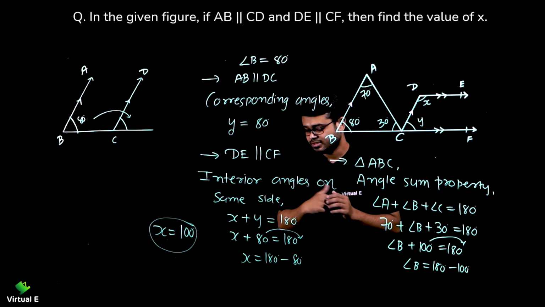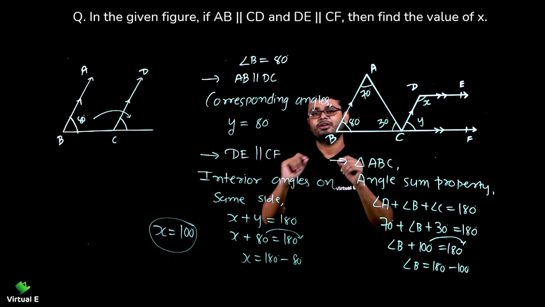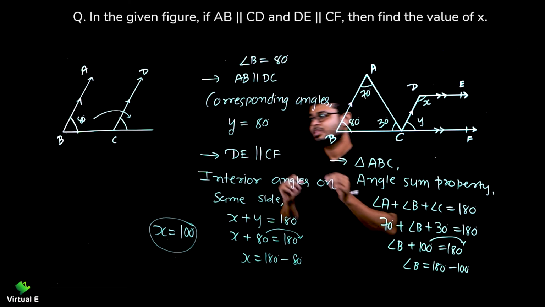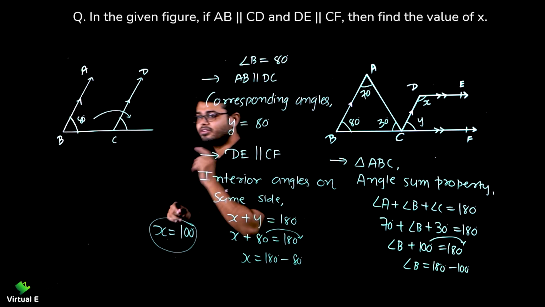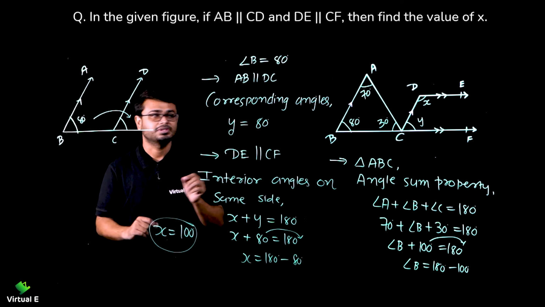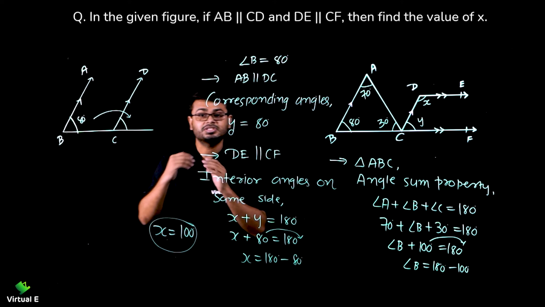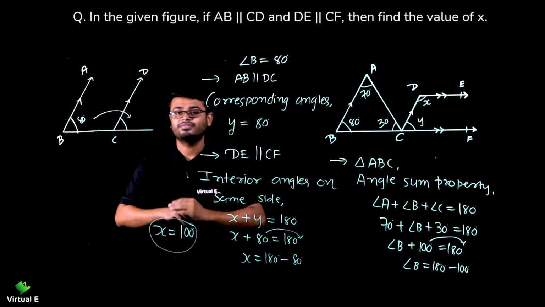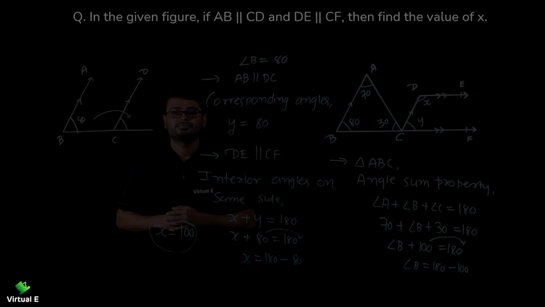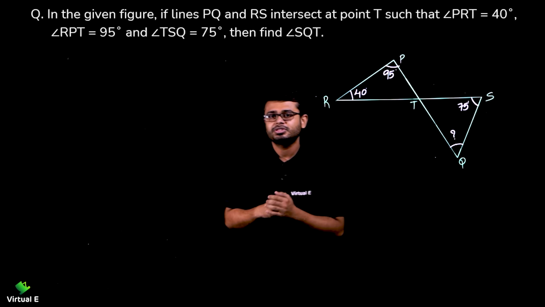X plus y is equal to 180 degrees, and this is how we find the value of x. So again, this is the case of the triangle and the transversal. Very important, but you need to have the proper idea, proper strategy, how to find the value of the missing angle. Let's do one interesting question.